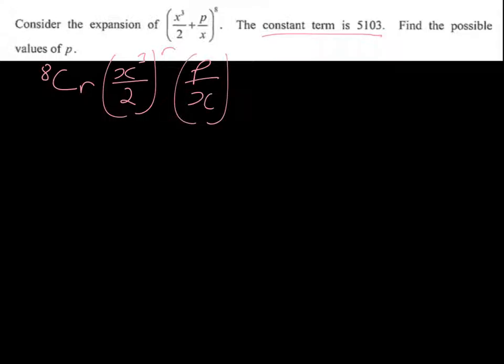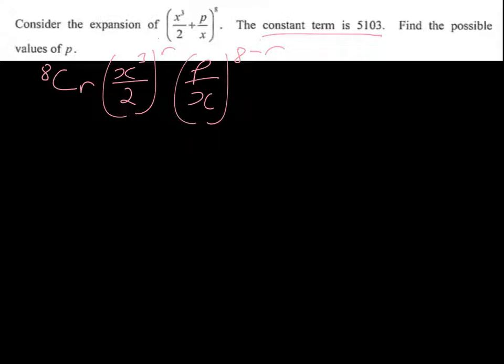So to start off with, we should be able to recognize that we are going to be looking at choose r, so r is some number that we don't yet know, x cubed over 2 to the power of r, and then p over x to the power of 8 minus r, bearing in mind that these two exponents have to add up to 8 together.